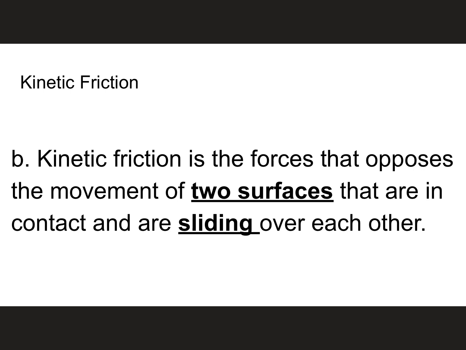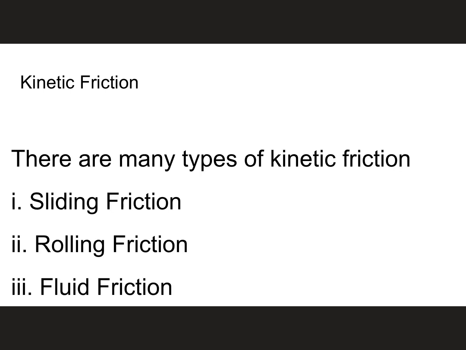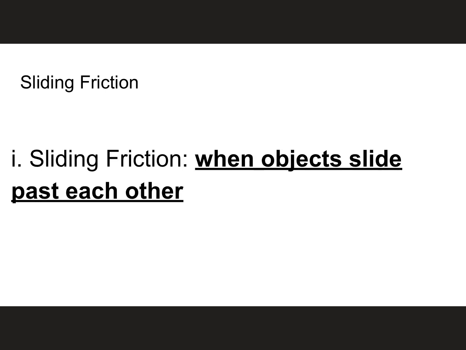So kinetic friction is those forces between two surfaces when both of the surfaces are moving. And we have some different types of kinetic friction. The first type is sliding friction. That's when things slide over each other. The second is rolling friction. That's when things like wheels roll down a hill. And the next is fluid friction. And this is movement through air or water. Let's first talk about sliding friction. Sliding friction is when objects slide against each other or past each other.